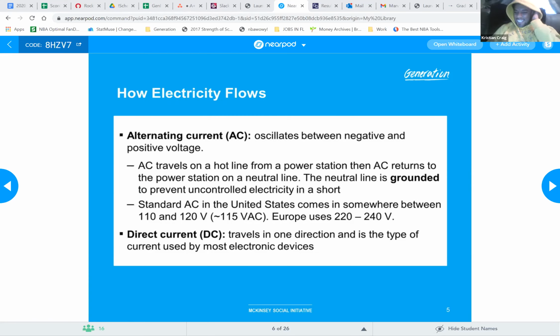Typically outside the U.S., one of the most common ones you will come across will be 220. Within the U.S., it would be 110. Okay.